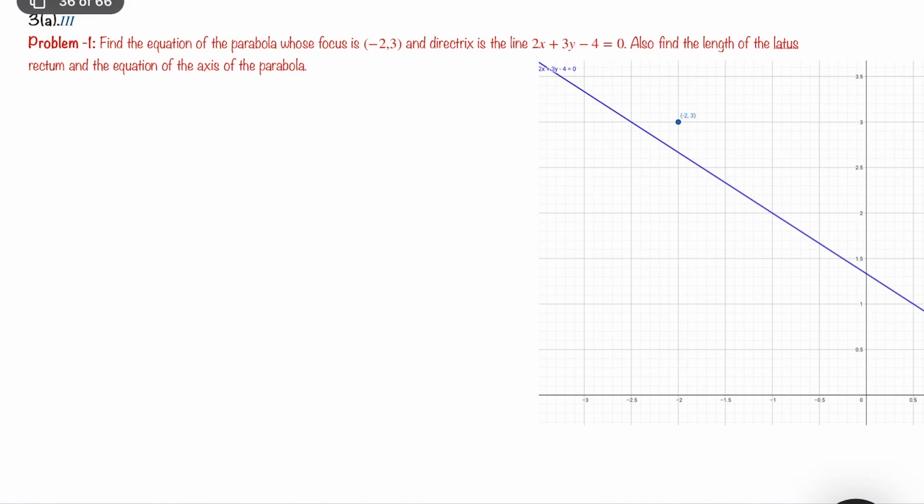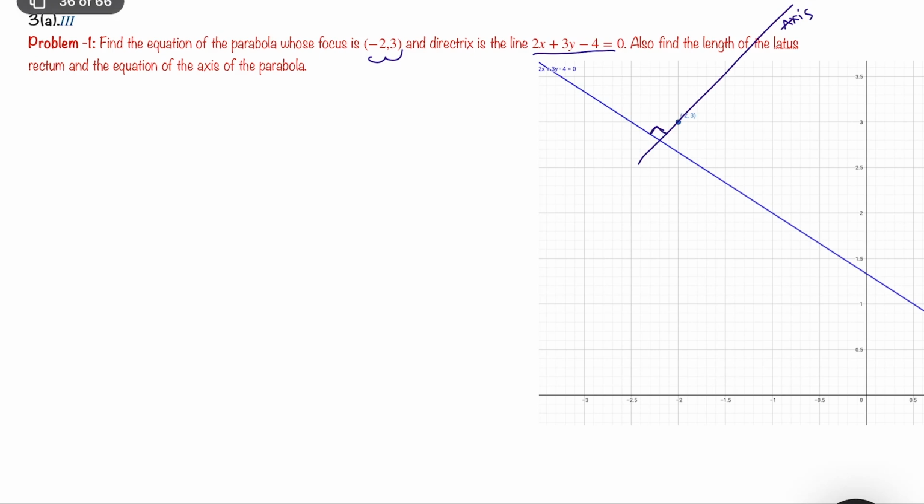Next, problem 1 from section 3 of exercise 3a. Find the equation of the parabola whose focus is the point minus 2 comma 3 and directrix is the line 2x plus 3y minus 4 equal to 0, and also find the length of the latus rectum and equation of the axis of the parabola. First of all, the line passing through the focus and perpendicular to the directrix will be the axis, right? So this is the line, okay, this is the axis.